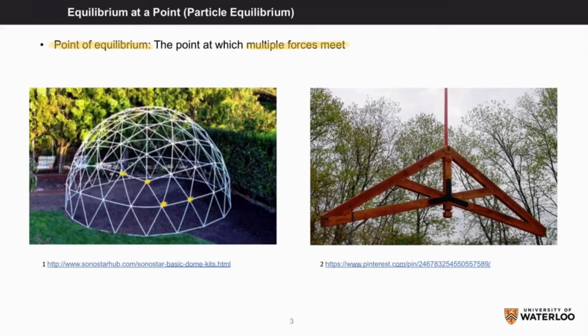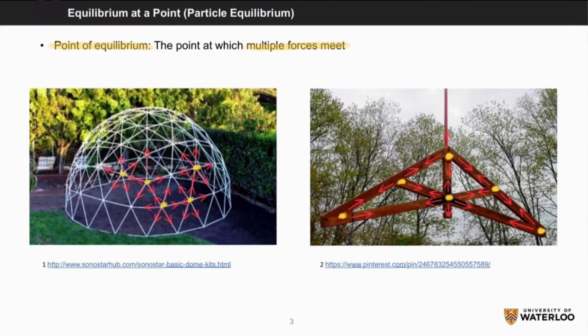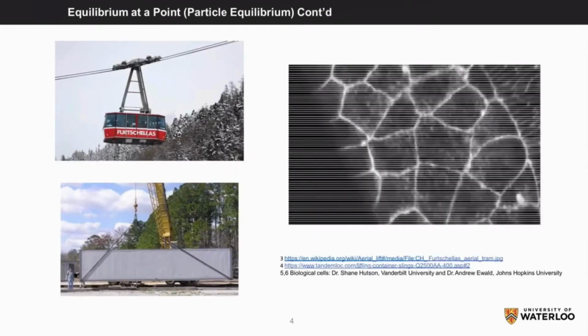On these first two images, there are multiple points of equilibrium, but I'll just highlight a few of them as an example. These red arrows are just the forces that will act on the highlighted points. Again, pause here to take some time in identifying the points of equilibrium.